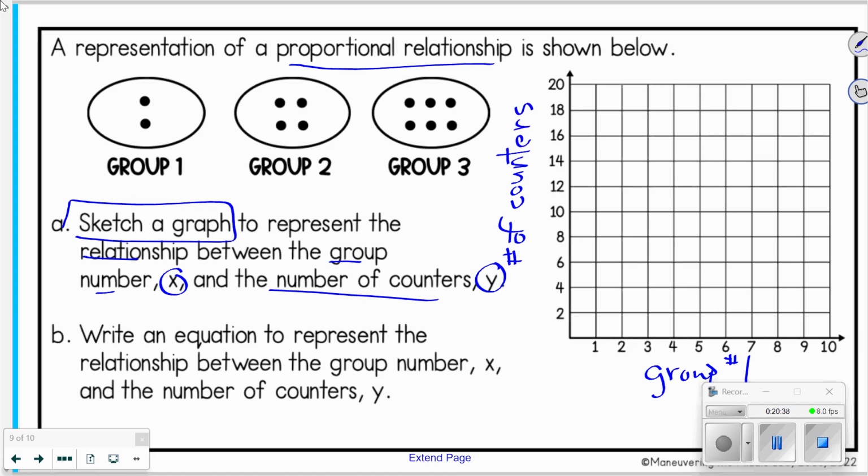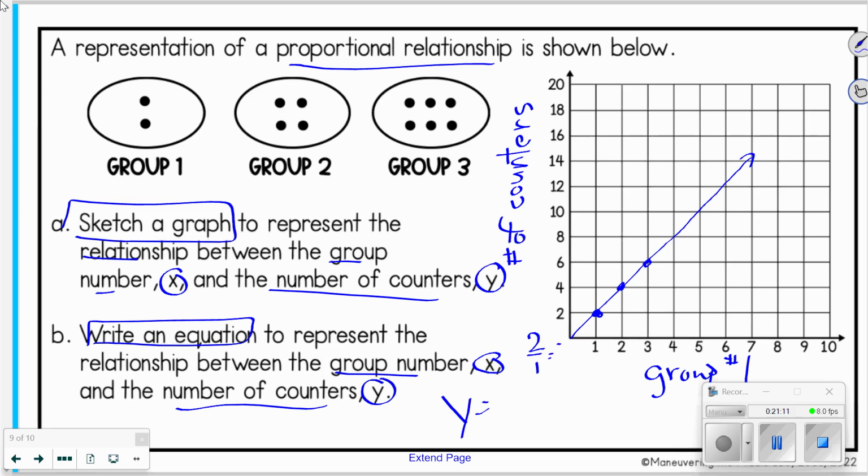So, in group number 1, how many counters were there? 2. In group 2, how many counters are there? 4. In group 3, how many counters are there? 6. Can I now graph this? Yeah. You should use your straight edge, and it should go something like this. Write an equation to represent the relationship between the group number x and the number of counters y. So y equals, I can take a point, I have 2 over 1, which would equal 2, so y equals 2x.